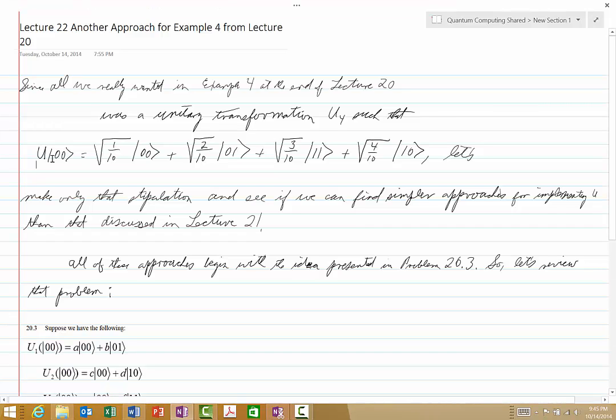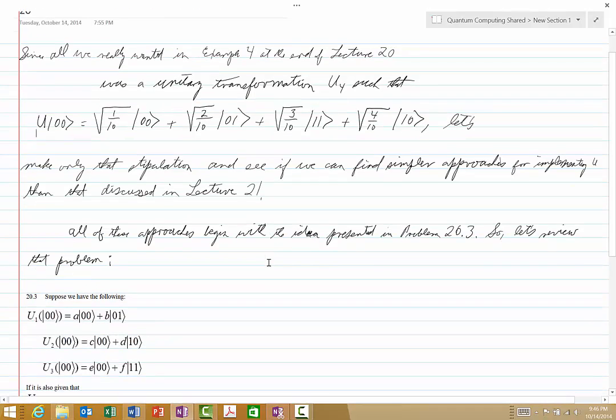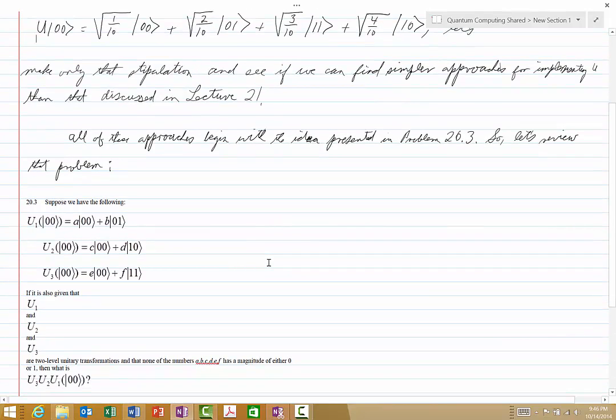Okay, so we want a unitary transformation that has this effect on the 0,0 ket, and we're not going to make any assumptions on how it affects other kets, because as we saw in Lecture 21, that can lead to a rather tedious problem. So we're going to try to see if we can find a simpler approach than the approach that was discussed in Lecture 21.